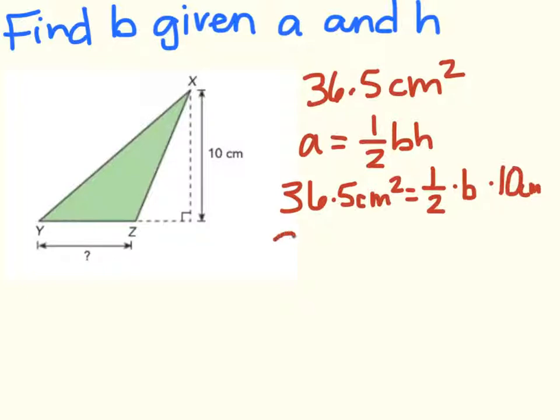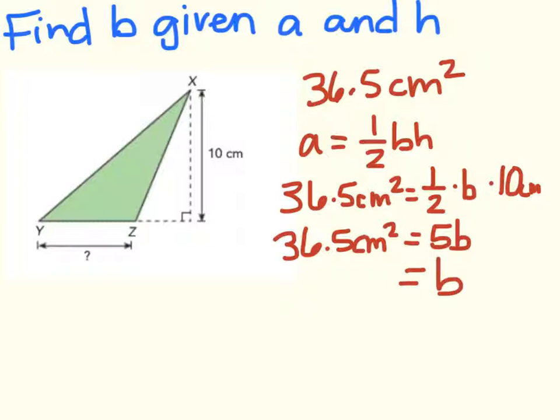All right, so 36.5 centimeters squared is going to equal 5b, right? We divide each side by 5 to get b isolated on its own, giving us 7.3 centimeters for our base. See, exactly the same process. Just pay attention to if you're solving for the base or for the height.